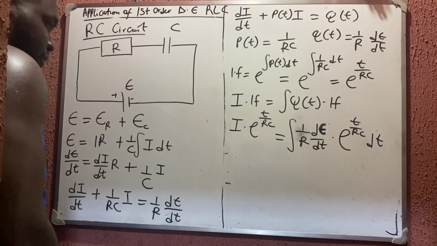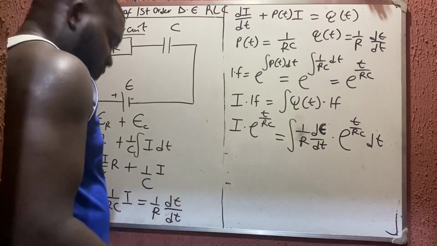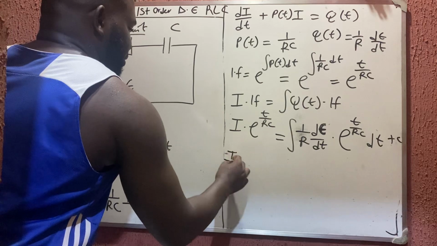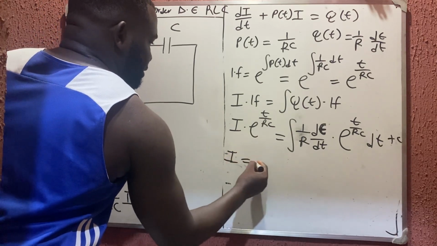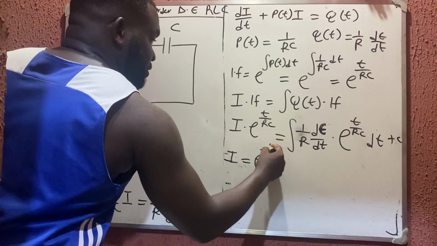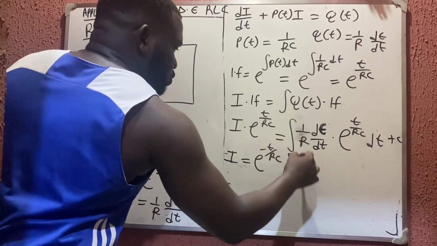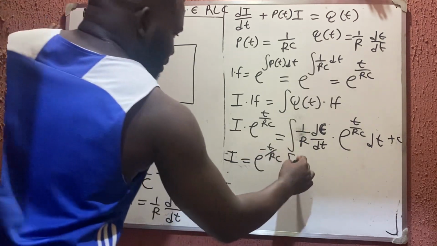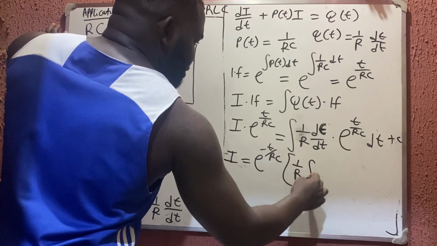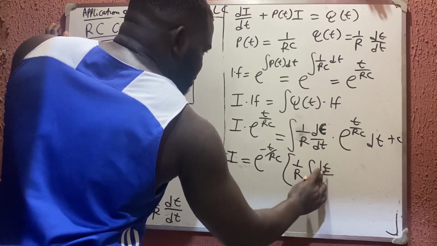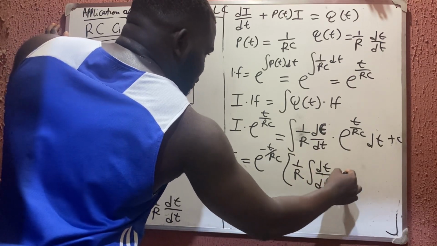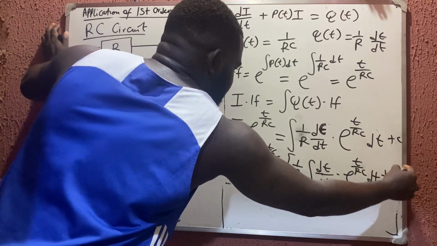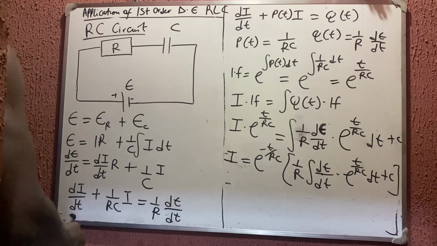So that is that. The last thing to do is just to bring this to this side. Then don't forget plus your constant. So my I now is simply, this one coming here will give you e raised to the power of minus t over RC, then times, let me bring out 1 over R outside, it is a constant. I'll now have the integral of dE/dt dot e raised to the power of t over RC dt plus a constant. So that is the solution to that. See, it's very, very simple.